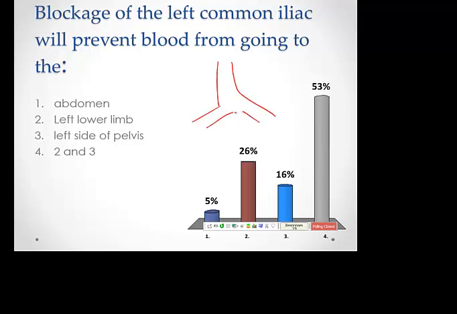iliac, which gave off internal and external iliac. So if I block this on the left side, what happens? No blood is going into external iliac, which is destined for the left lower limb, and no blood is also going to the left side of the pelvis, isn't it? Internal iliac is also not getting blood supply. So both of these will be affected. So do remember that.